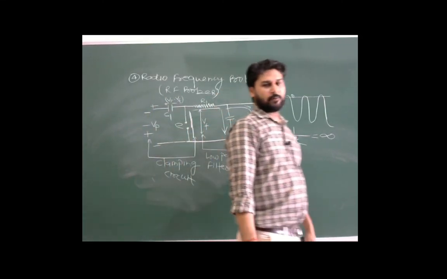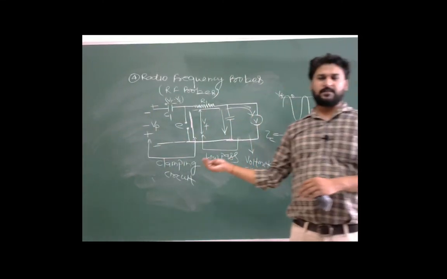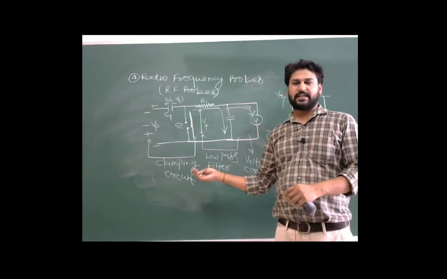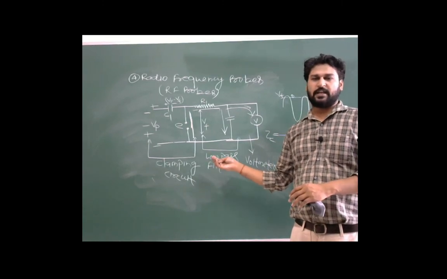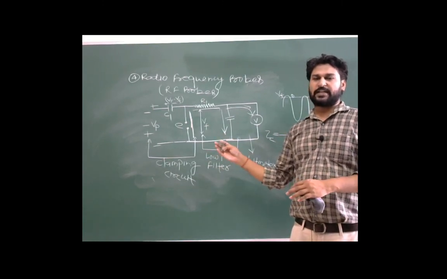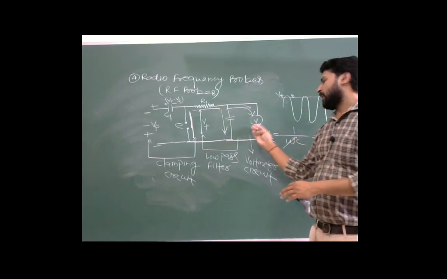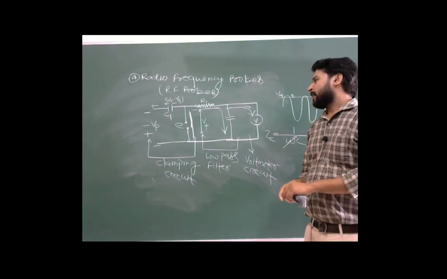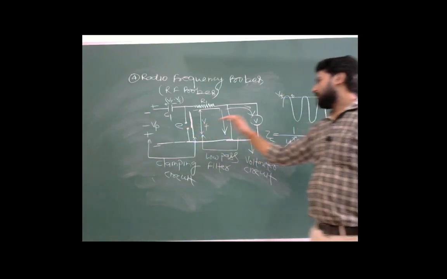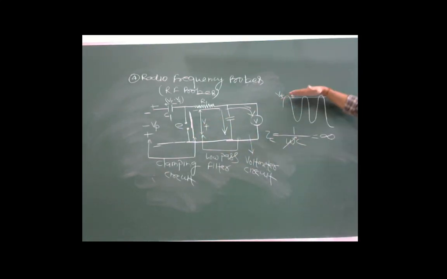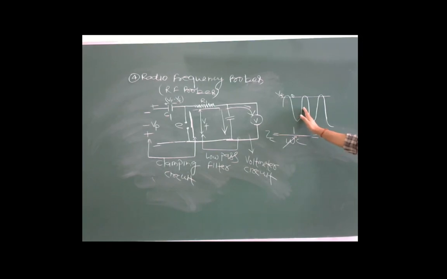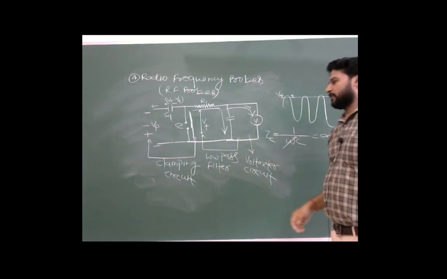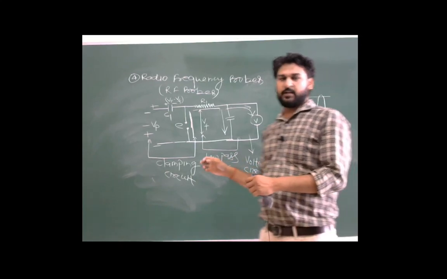In this way, this low pass filter will remove the AC signals from the given input signal, and filter out the DC signal, and the DC signal will be applied to the voltmeter. In this way, this clamper will clamp the input signal to a level equal to Vf, and this low pass filter will remove the AC component from this signal, and the DC component will be applied to the voltmeter circuit. This is the working of the radio frequency probe.